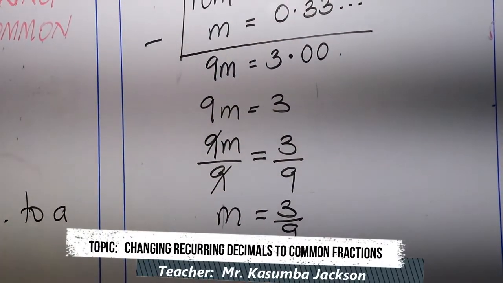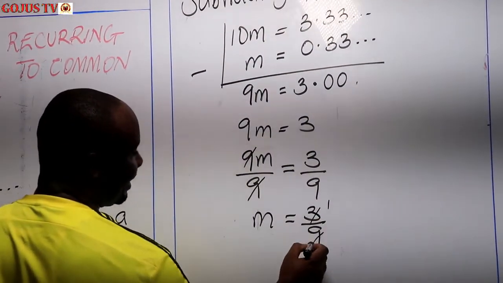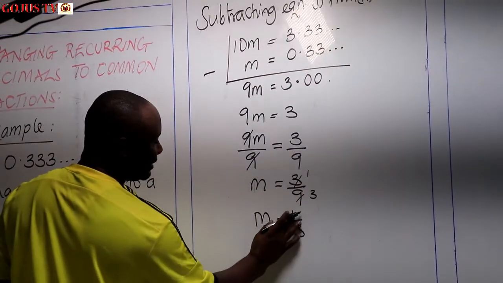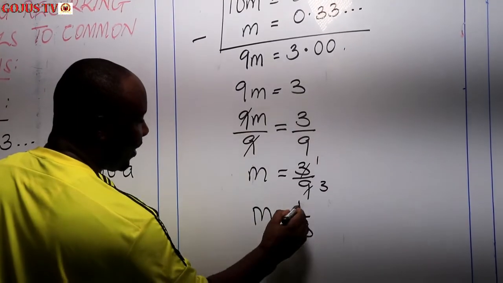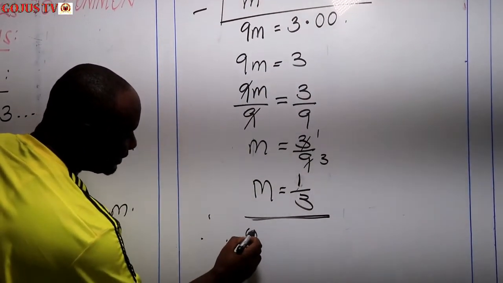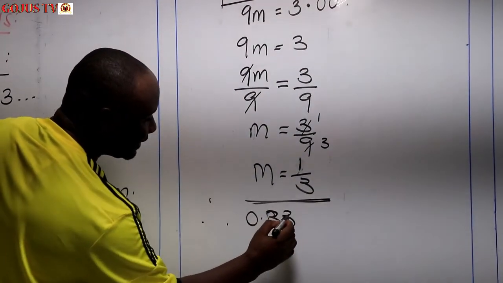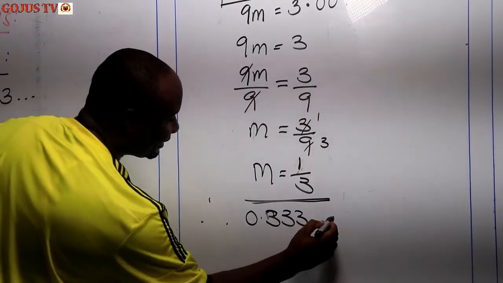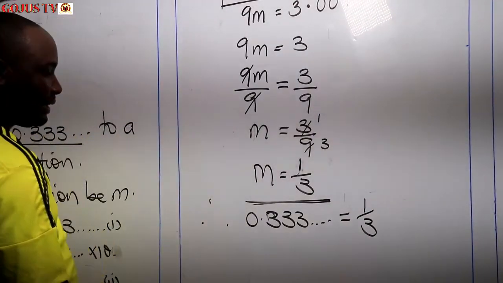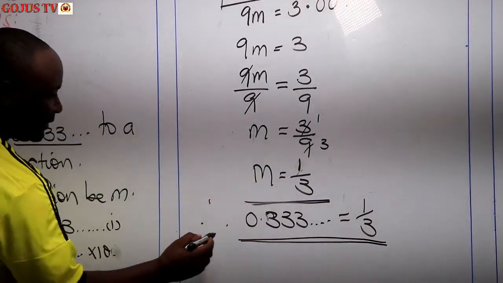3 out of 9 can be simplified to give us a simple fraction, as if we reduce by 3, this is once by 3, this will be 3. So m alone will be as good as a third. So our recurring decimal, we can say therefore, 0.3 recurring is equal to a third. So this is our first example.